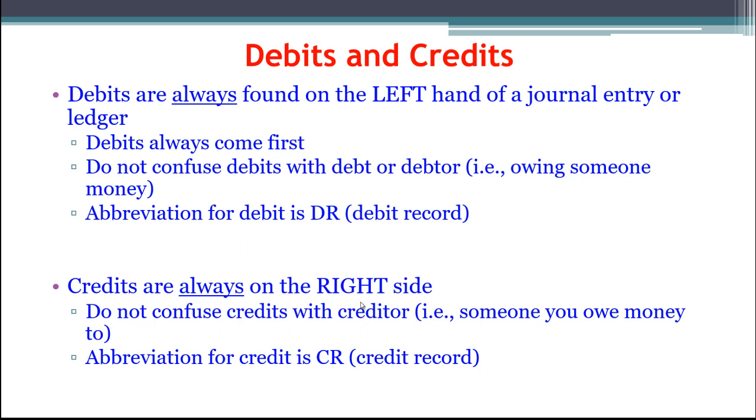Credits are always on the right-hand side, and they always go after all the debits have occurred for that journal entry. Again, don't confuse credits with a creditor, someone you owe money to. That's not always the case. The abbreviation for credit is credit record, CR.